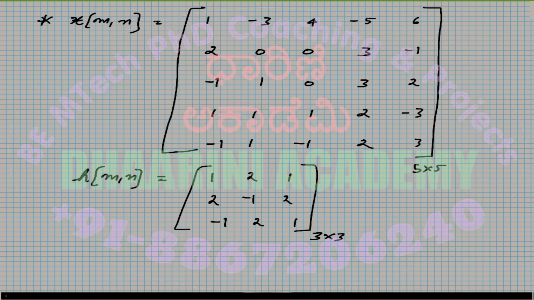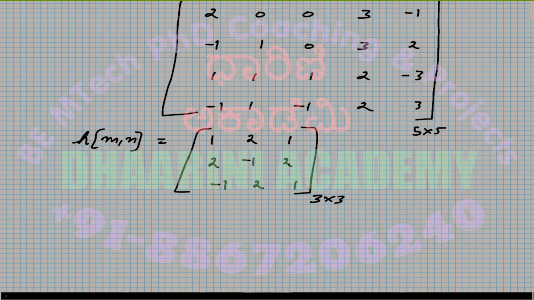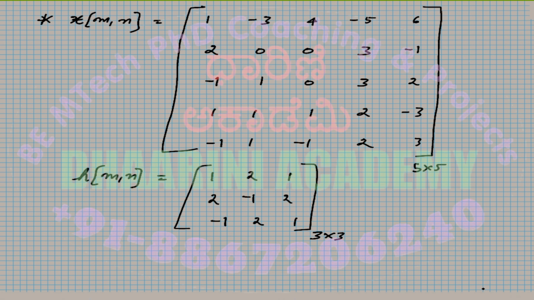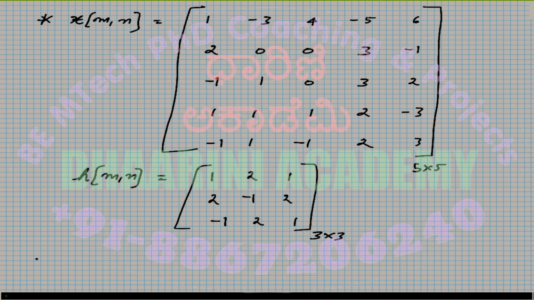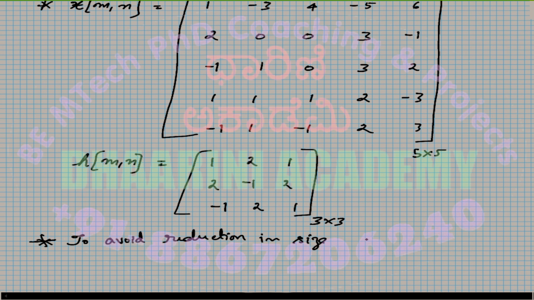Anyway, now what if you don't want that to happen? What if I want the same size to be retained? Let's consider the same example and solve a problem now. To avoid the reduction in size, there has to be a solution. What if I want the same 5 into 5 as the answer?